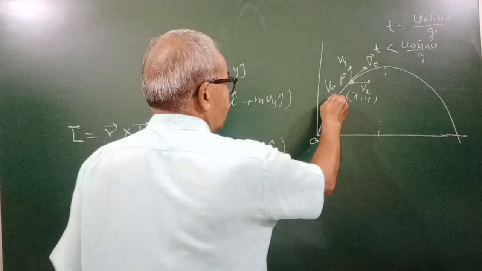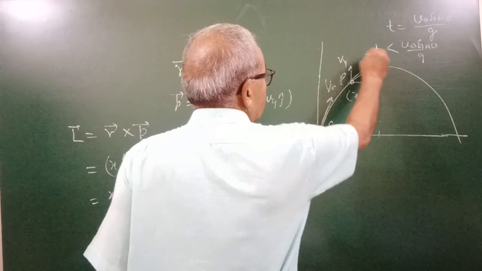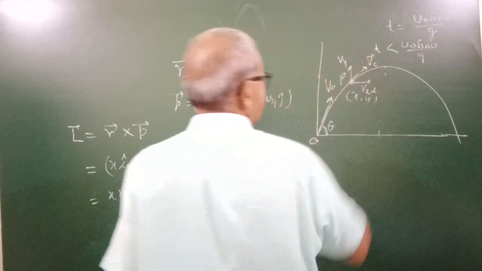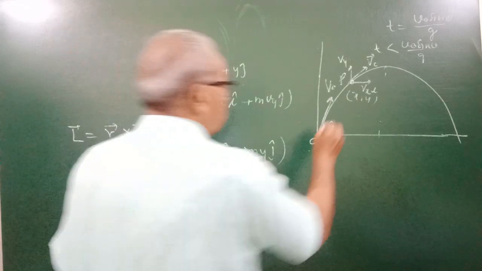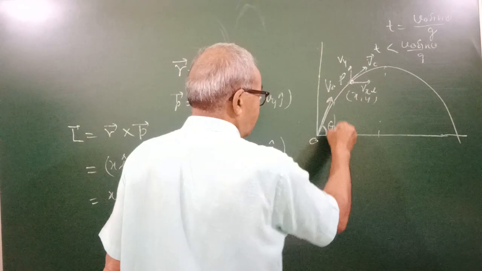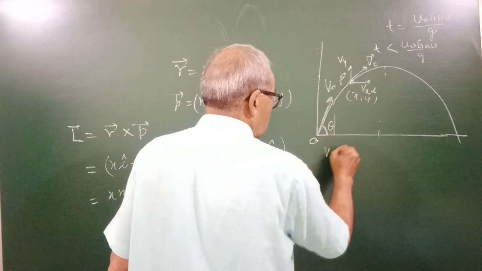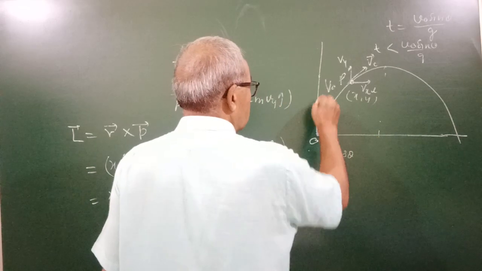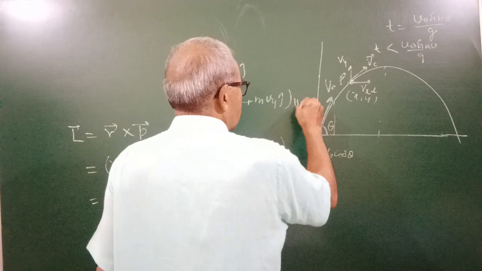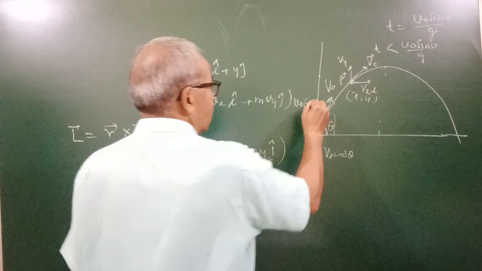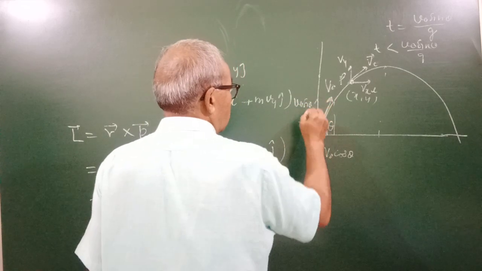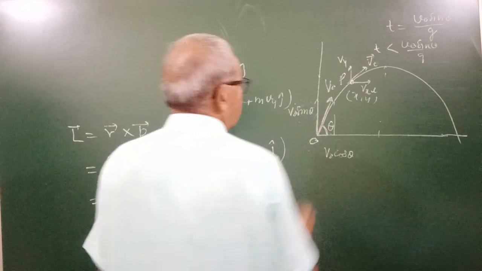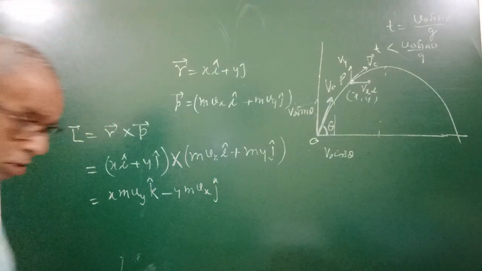Look, the initial velocity is v0, and here the velocity v at time t will be the sum of vx i cap and vy j cap. If we resolve this into components, the horizontal component v0 cos theta remains constant throughout, and v0 sin theta is the component along the vertical. It is under gravity.